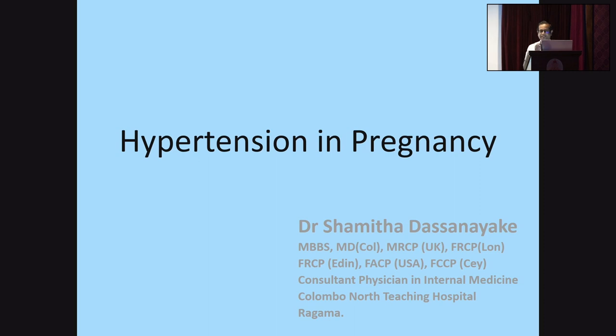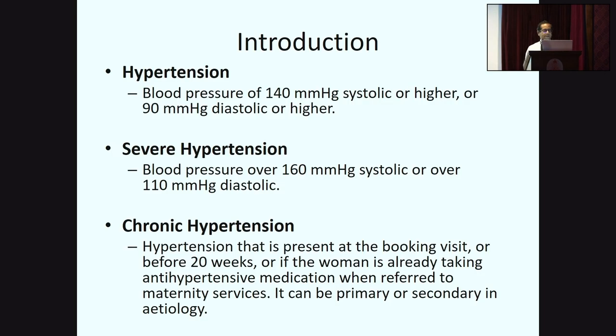Because of the different audience that we are having today, I thought of going through the definitions of these. In pregnancy, we call hypertension a blood pressure of 140 systolic or higher, or 90 diastolic or higher. This is called hypertension. And severe hypertension means blood pressure over 160 systolic, over 110 diastolic. And chronic hypertension is hypertension that is present at the booking visit or before 20 weeks, or if the woman is already taking antihypertensive medication when referred to maternal services.